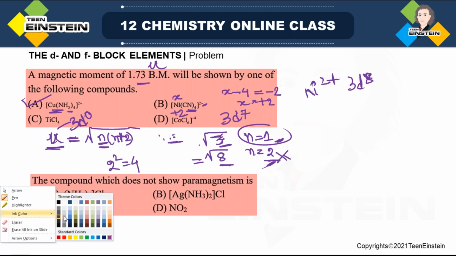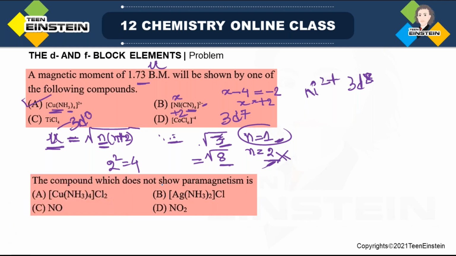Next question is, the compound which doesn't show paramagnetism. That means no unpaired electron. So another way the question may be asked is, the compound which will not have unpaired electron, that you have to find. Now see, this question is interesting because in options A and B you have d-block elements, silver, copper. But C and D, these two are oxides of nitrogen.